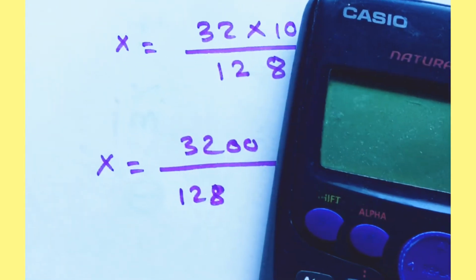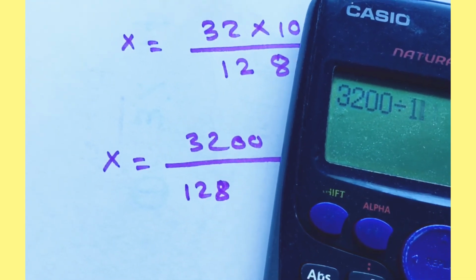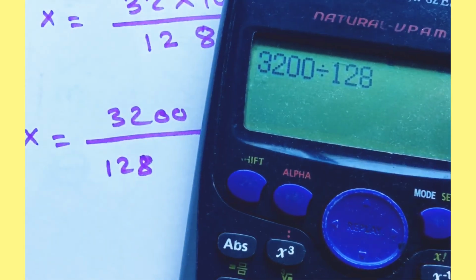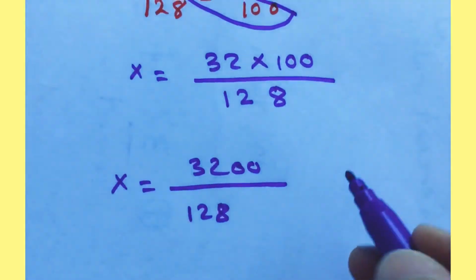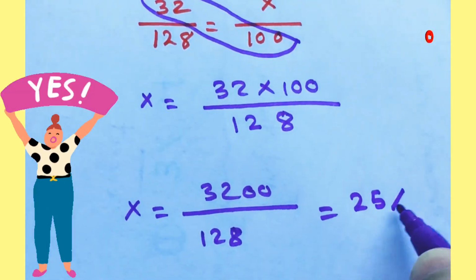Now calculator time. 3200 divided by 128 equals 25. So it is 25 what? We want percent, so I'm going to put the percent sign.